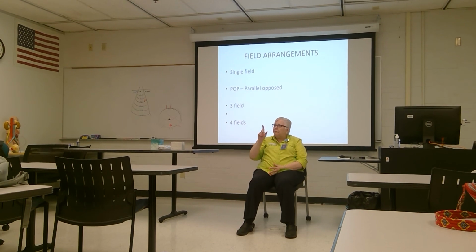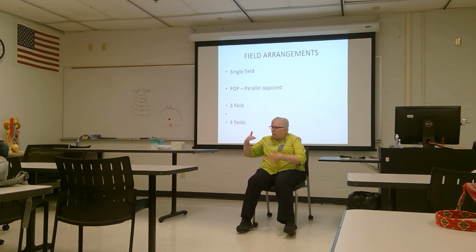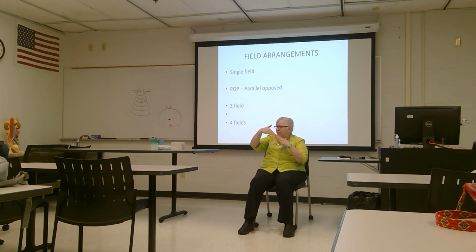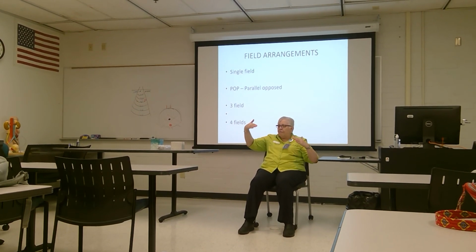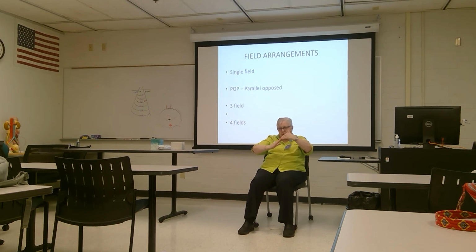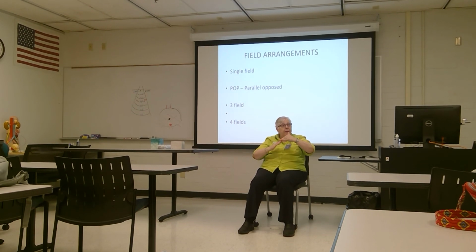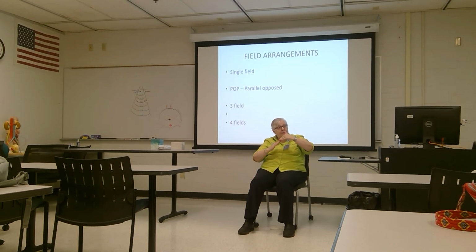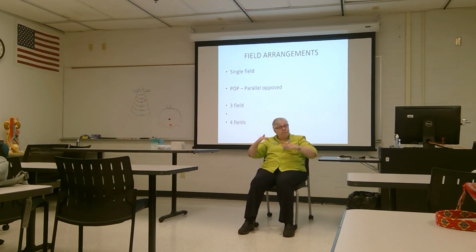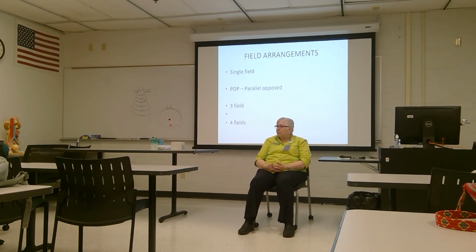Well, as long as your obliques were parallel. So if you have 2 parallel opposed going this way and 2 going this way, then you still have parallel opposed pairs. It's just they're cattywampus, yeah.